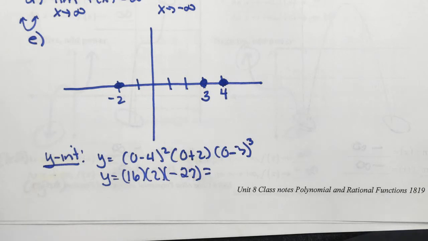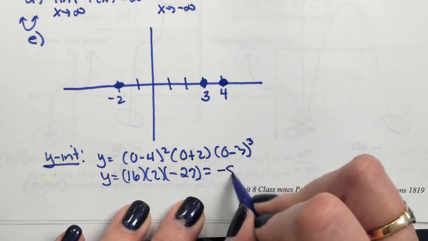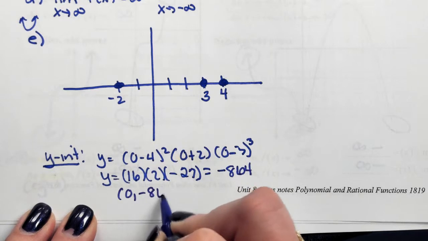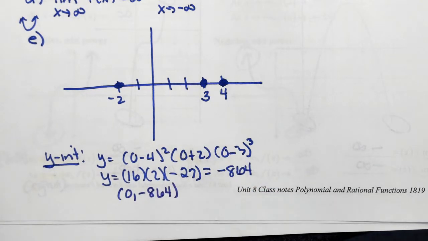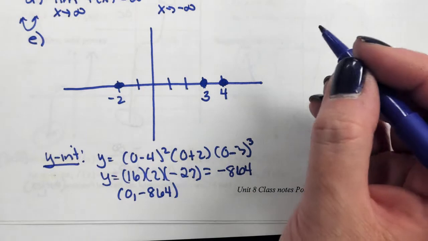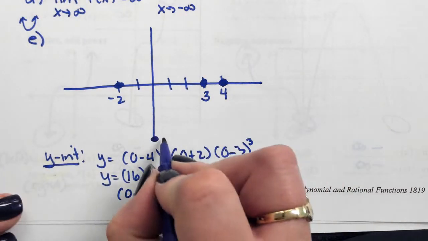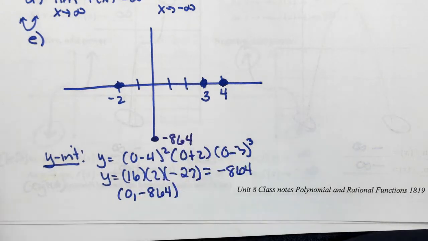Obviously, without a calculator, I'm not going to give you one this big. But negative 864. The larger your degree polynomial, the larger your y-intercept typically is going to be, unless it's 1. So obviously, I don't expect you to count all the way down to negative 864. That's why it's critical that you label your axis. So I'm just going to label that as negative 864.